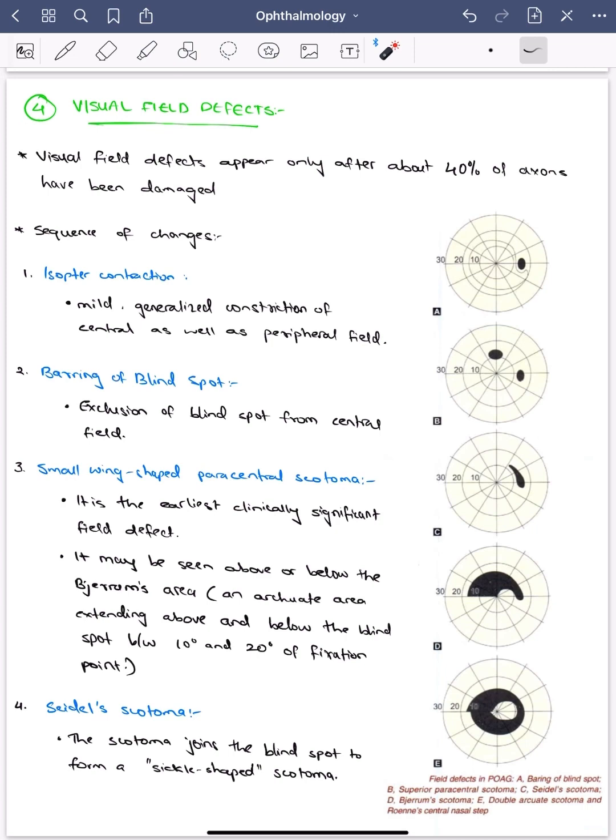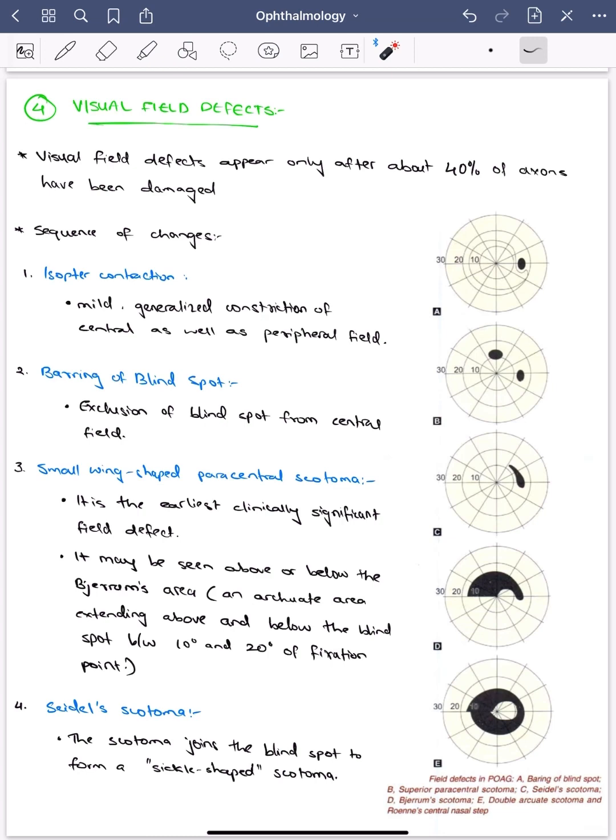Now if you remember, one of the non-specific symptoms of glaucoma is the presence of scotoma. Now it may be seen above or below the Bjerrum's area. Now the Bjerrum's area is an arcuate area extending above and below the blind spot between 10 degrees and 20 degrees of fixation points. So this here is the Bjerrum's area. Okay, so the third visual field defect is the small wing shaped paracentral scotoma. Now here you can see a superior paracentral scotoma. Okay, so we have isopter contraction, baring of blind spot, and now small wing shaped paracentral scotoma.